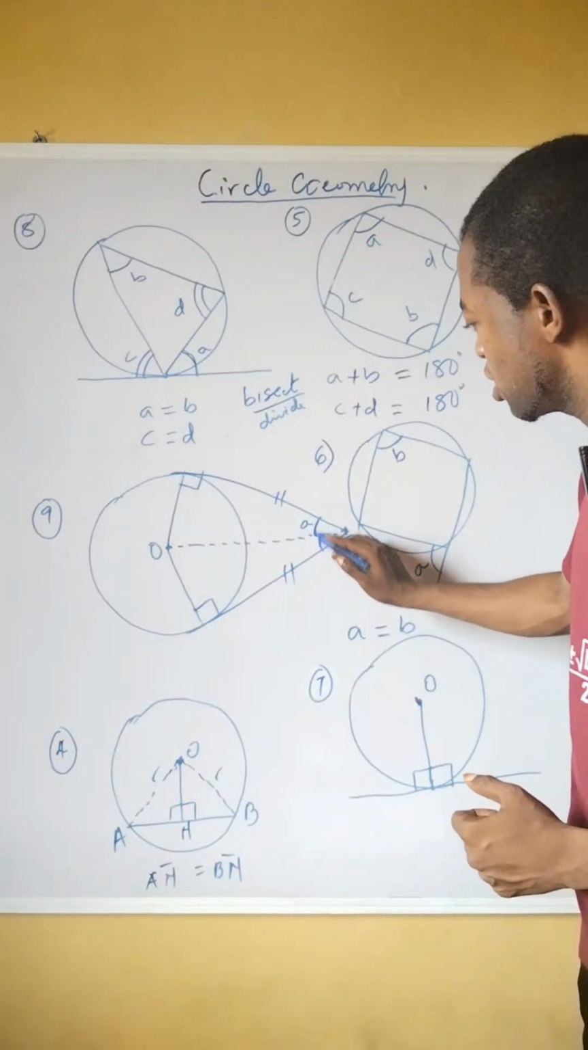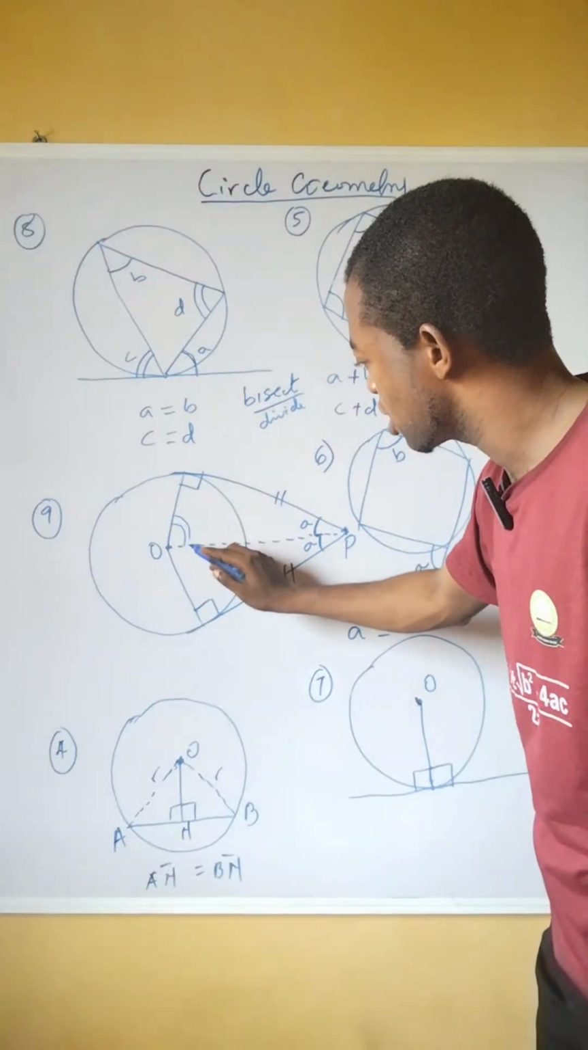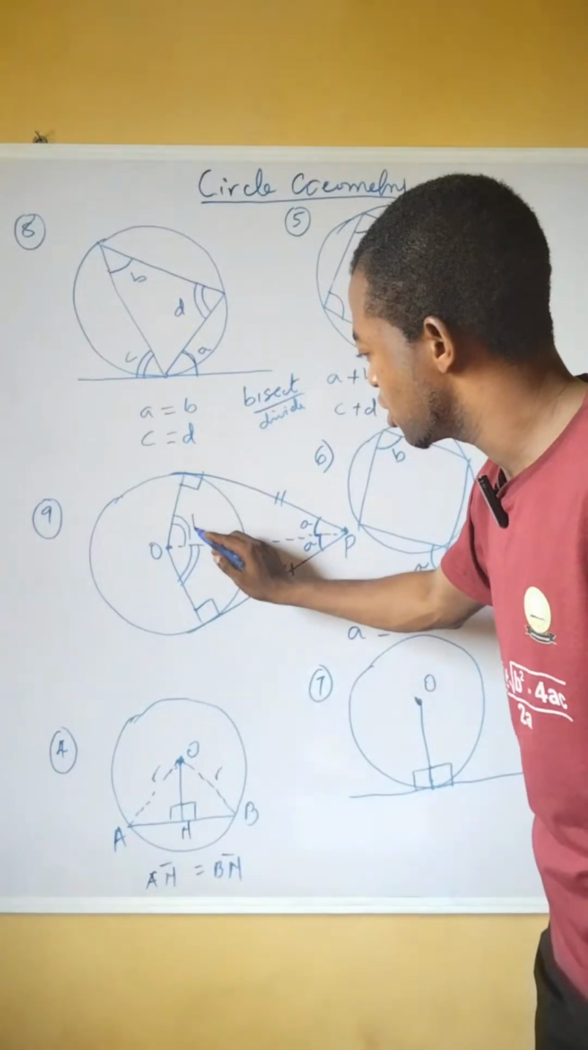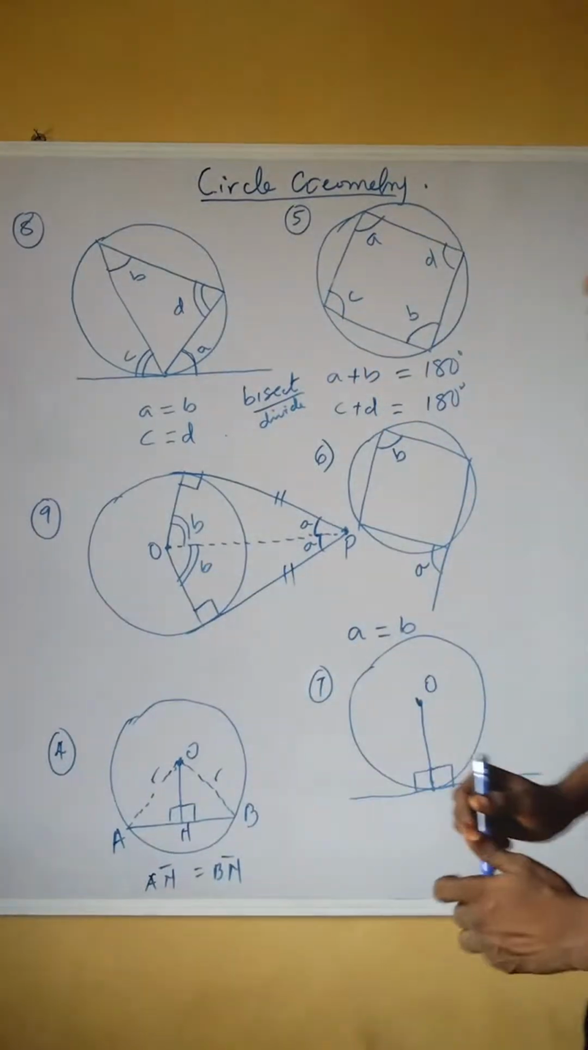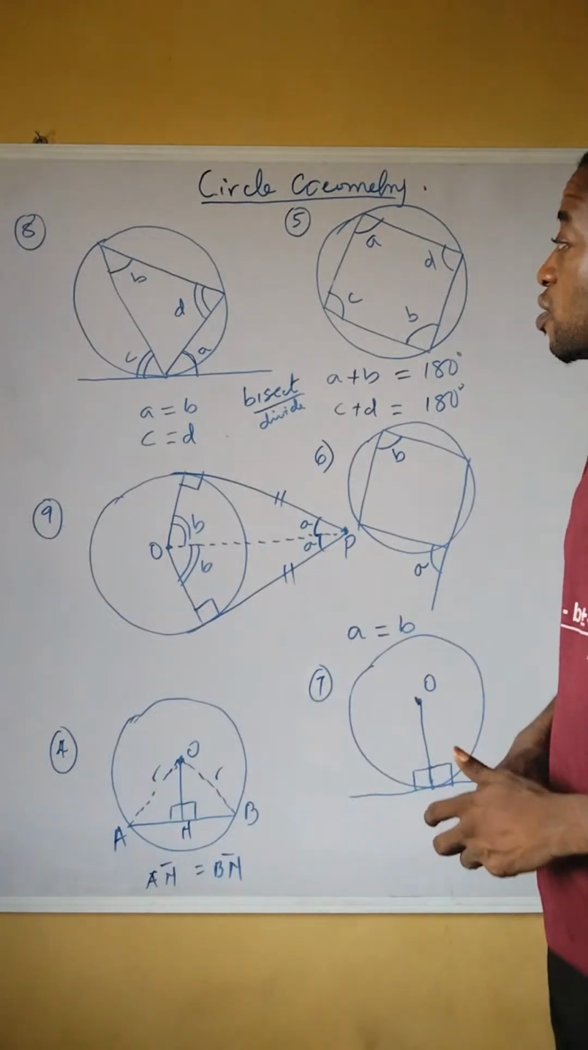If this is A as well, and it also bisects this angle at the center here, if this is B, this is B. So this theorem will help us to solve questions under circle theorem.